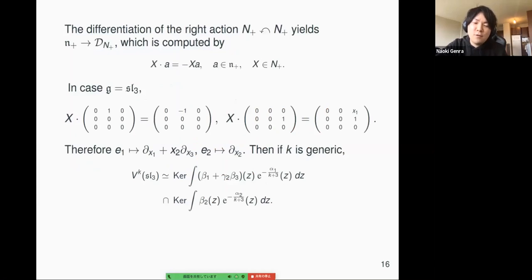So now we want to know the screening operator of this embedding. To construct the screening operator, we need to compute the right action of n plus on n plus. First we considered the left action on the flag variety, but now we consider the right action of n plus on n plus. This is the Lie algebra homomorphism from n plus to the differential ring of n plus.